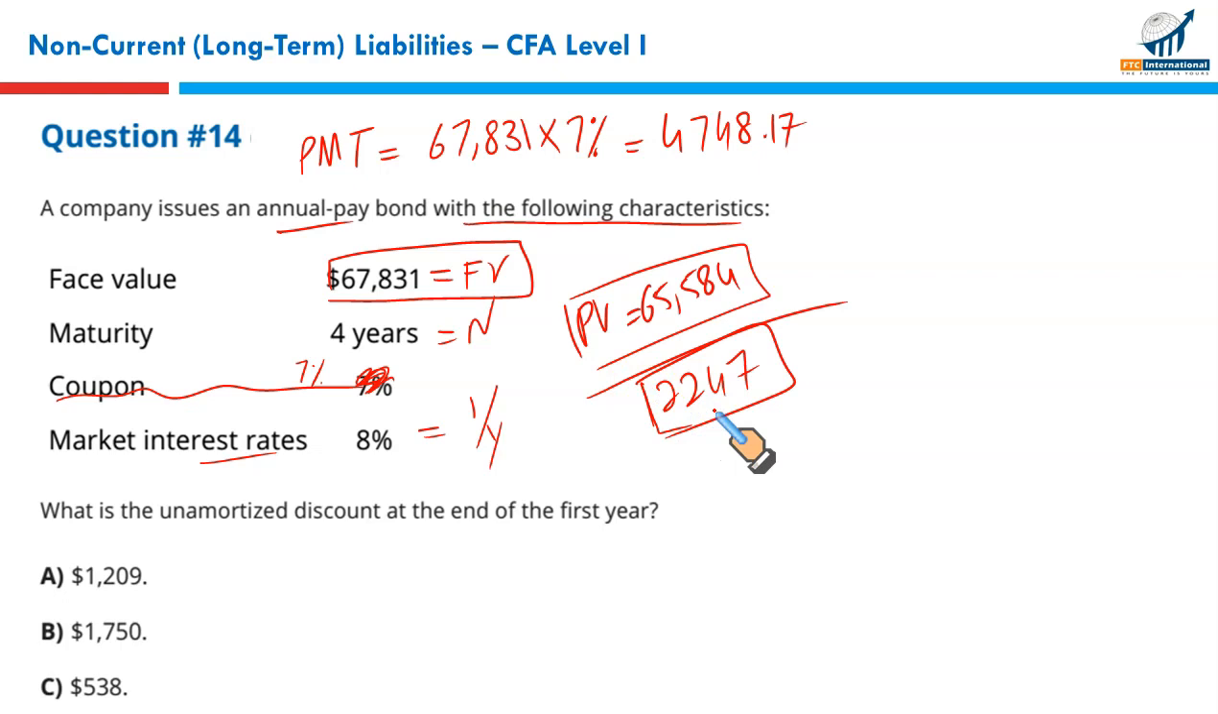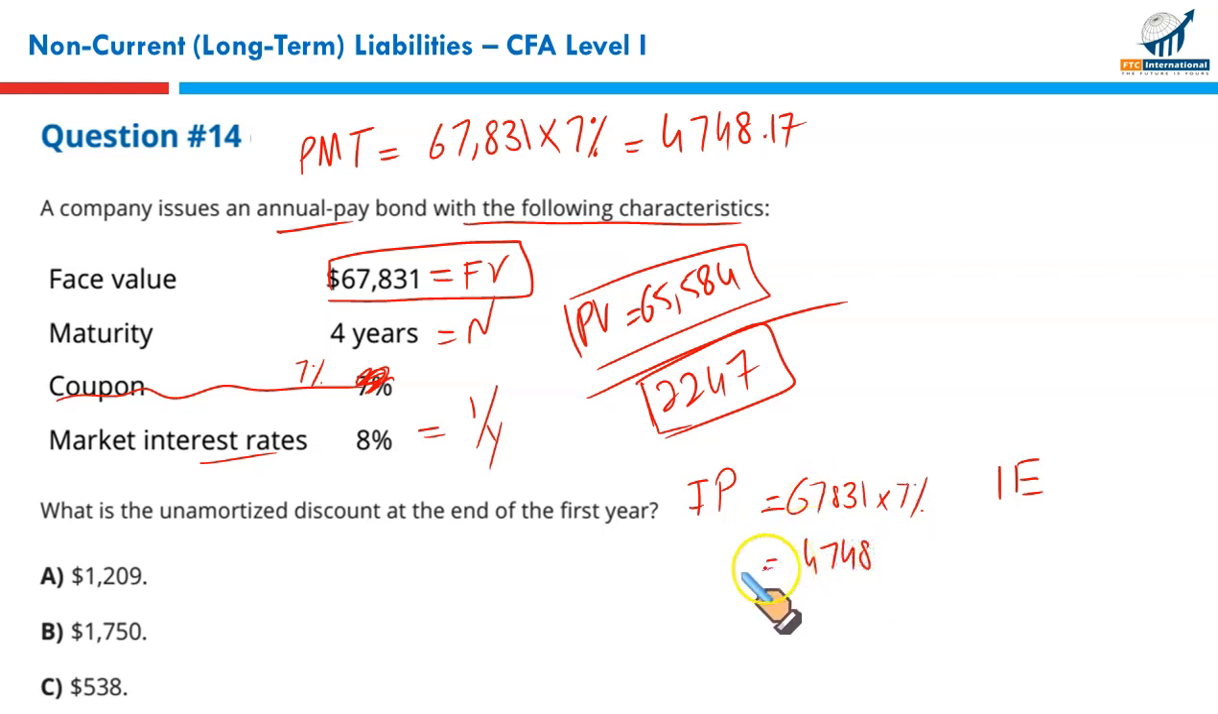Now we will calculate two things. We will calculate the interest paid and the interest expense. How do we calculate interest paid? Interest paid is calculated on face value, 67831 multiplied by the coupon. This is the interest payment. 67831 multiplied by 7%, that is 4748.